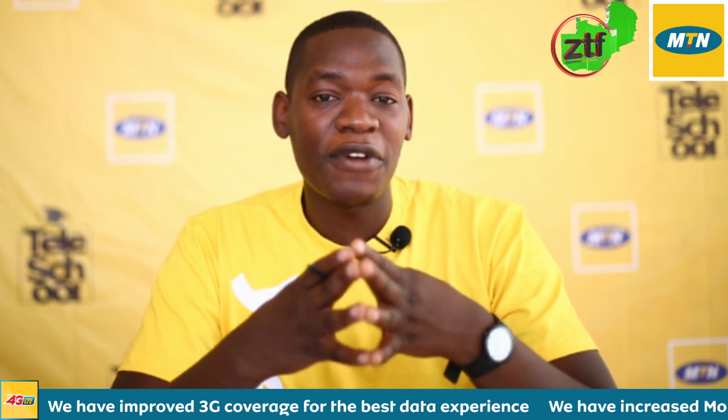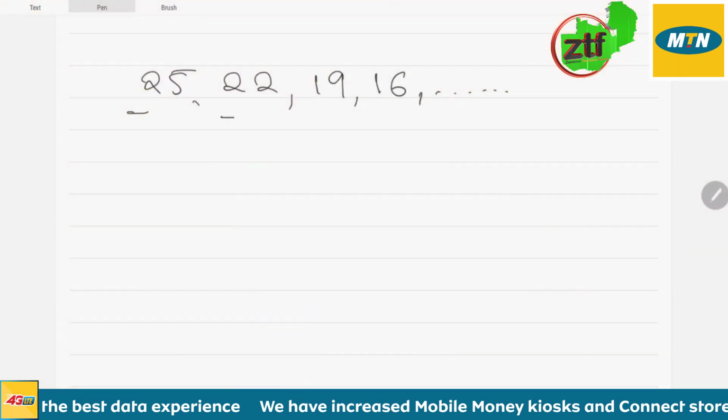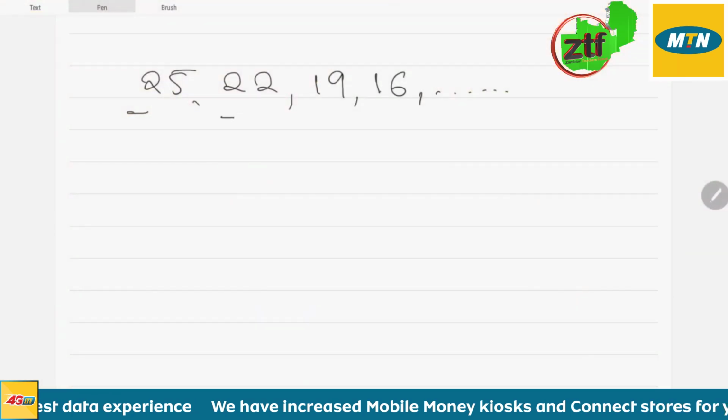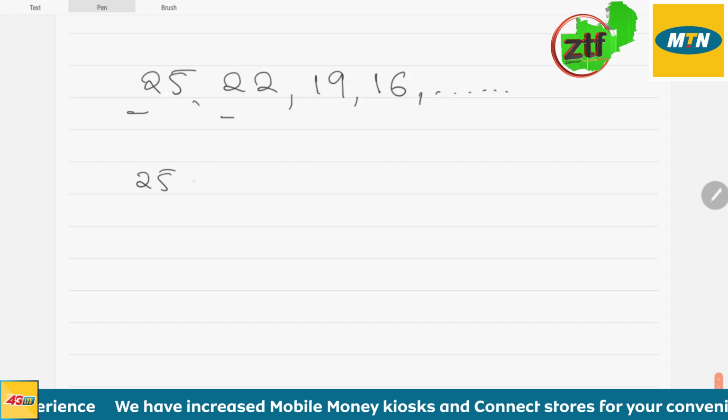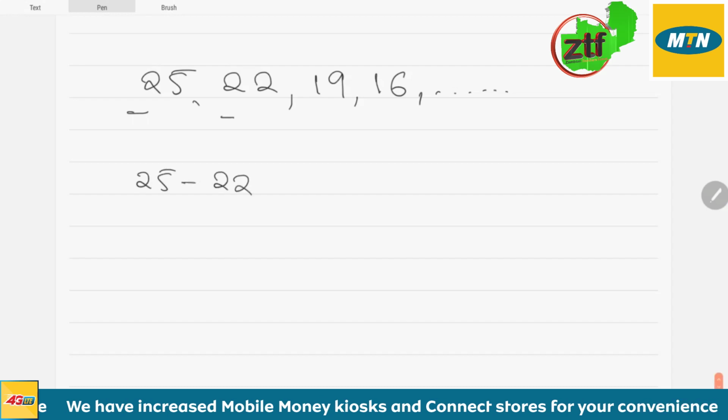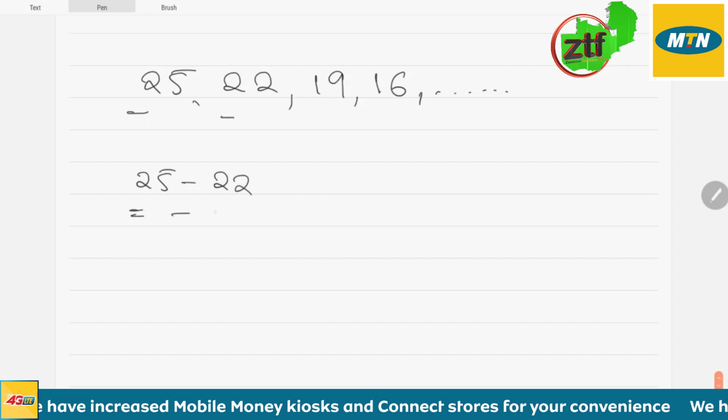We'll first of all look at the consecutive terms. Under arithmetic progression, you need to find the common difference, and you can find the common difference by finding the difference between two consecutive terms. So when you look at term number 1, which is 25, and the second term, which is 22, when I find the difference, that is 25 minus 22, I'll get the answer minus 3.